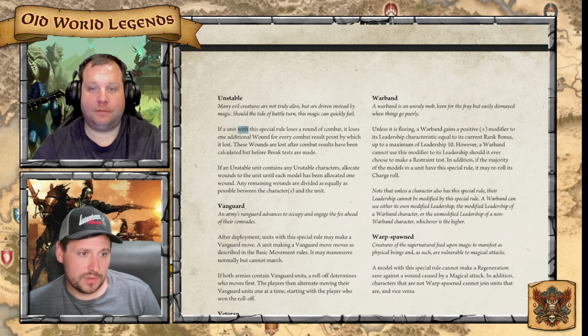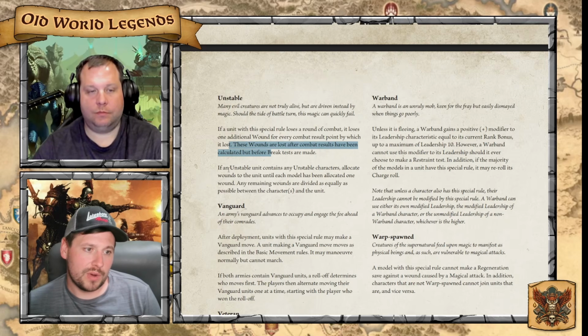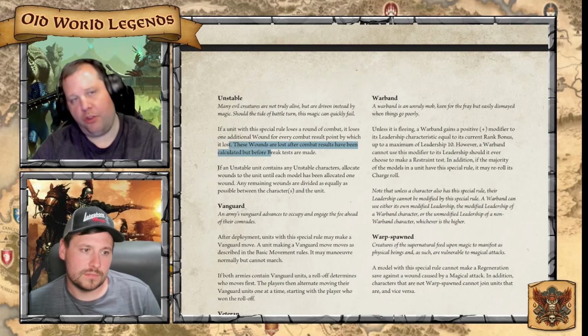If the unit with this special rule loses a round of combat, it loses one additional wound for every combat result point by which it lost. These wounds are lost after combat results have been calculated, but before break tests are made. In theory you could be unstable but not unbreakable, which I don't think anybody has. Well, you could be a multi-charge, right? Theoretically different units could be mixed together, charge two different units, and one unit has unbreakable and the other doesn't. So that's where that could come into play.